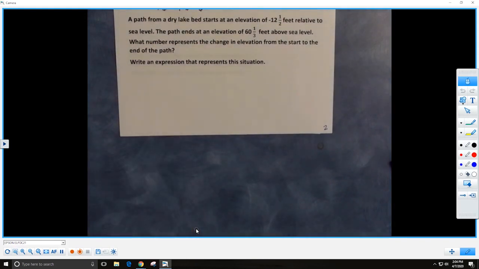A path from a dry lake bed starts at an elevation of -12.5 feet relative to sea level. The path ends at an elevation of 60 1/3 feet above sea level. What number represents the change in elevation from the start to the end of the path? Write an expression that represents this situation.